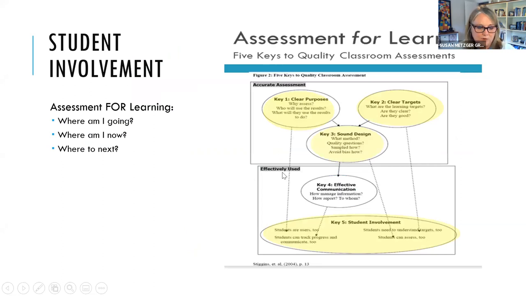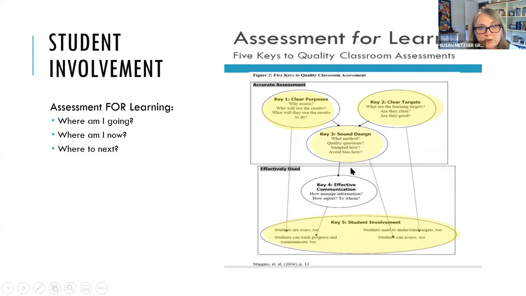And I want to bring us back to where we started last week. Assessment for learning is built around these five keys, starting with clear purposes. Why are we assessing, and for what purposes? We need to be clear about our targets. What are the learning targets? Are they clear? Are they good?